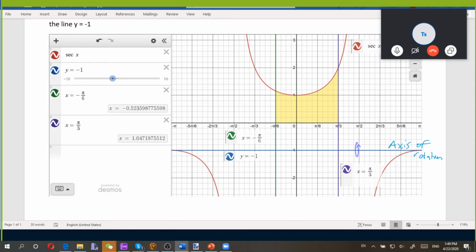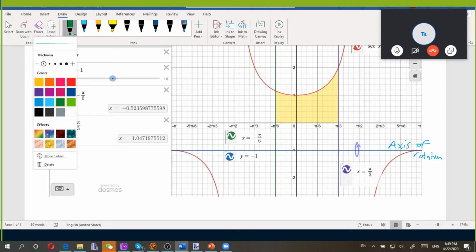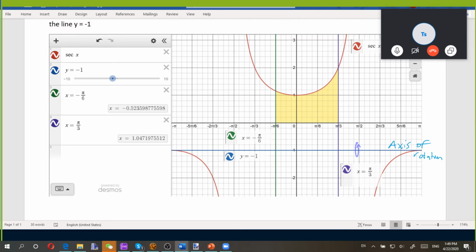Okay, say one more time. Negative 1. Negative 1 is the axis of rotation. So I want to know our R1, which is my distance from the axis of rotation to the outermost function. In this case, the outermost function would be the red line. What is this distance? Not just 2.